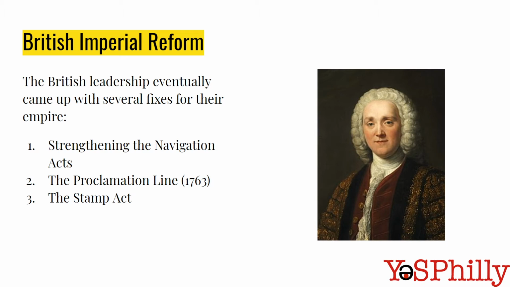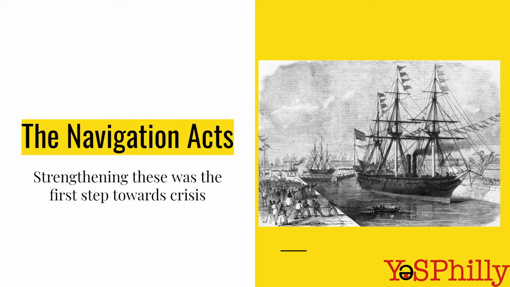So just real quick, we'll go over what we ended the last video with. The British leadership eventually came up with several fixes for their empire. The first was strengthening the Navigation Acts. The second was the Proclamation Line. And the third was the Stamp Act. So, the Navigation Acts. Strengthening these was the first step towards crisis.